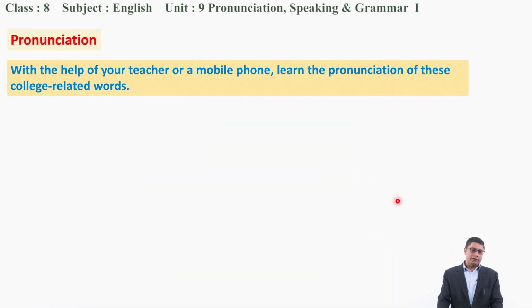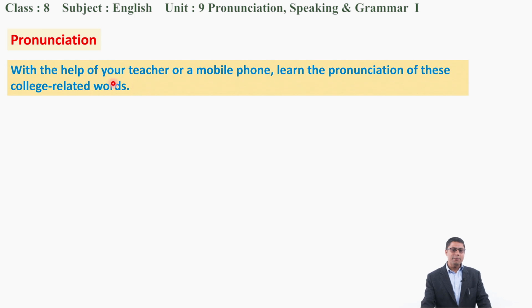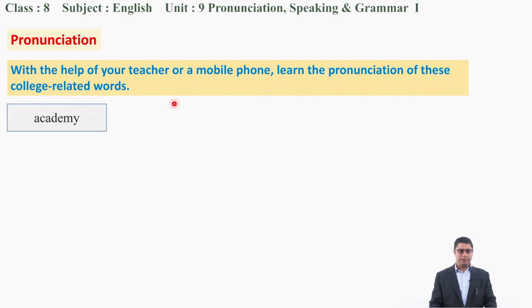So, the instruction says, with the help of your teacher or a mobile phone, learn the pronunciation of these college-related words. So, in your textbook, you have a list of college-related words, and we are going to learn the pronunciation of these words. So, what's the first word there? Okay, this is the first word. Can you try pronouncing this word?